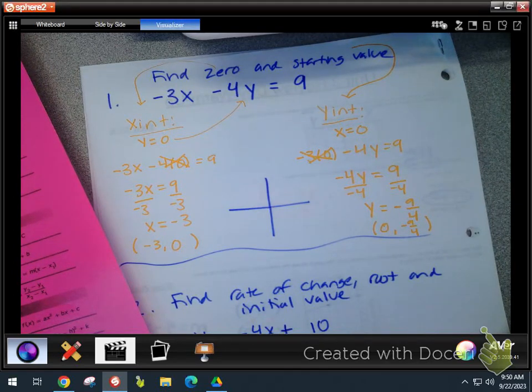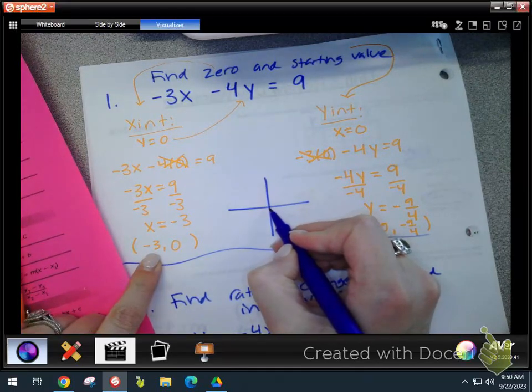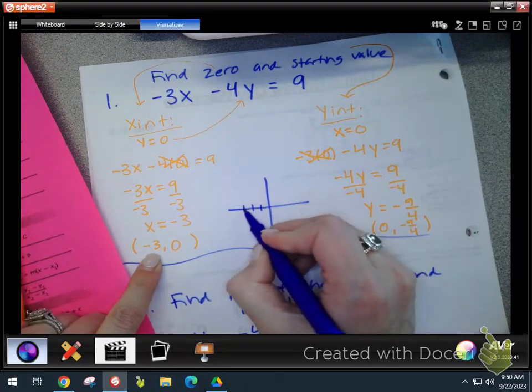How do we graph this? Can we graph the x-intercept? Negative 3, 0. Where do I go from 0, 0? Left. Left 3. 1, 2, 3. And I'm going to put a point right there.